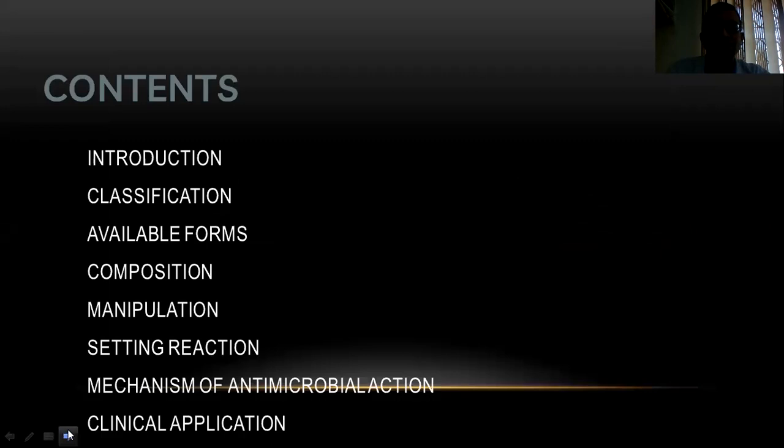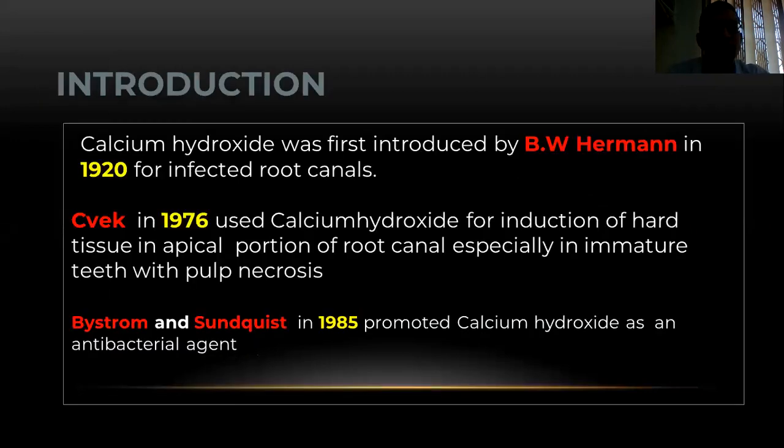These are its contents. Calcium hydroxide was first introduced by B. W. Herman in 1920 for infected root canals. Schweck in 1976 used calcium hydroxide for induction of hard tissue in the apical portion of the root canal, especially in immature teeth with pulp necrosis. Bystrom and Sundqvist in 1985 promoted calcium hydroxide as an antibacterial agent.